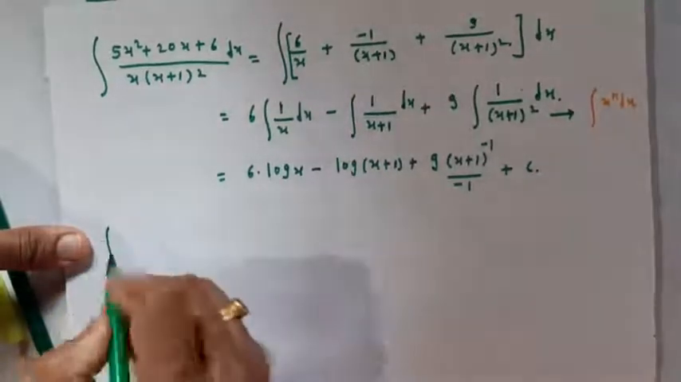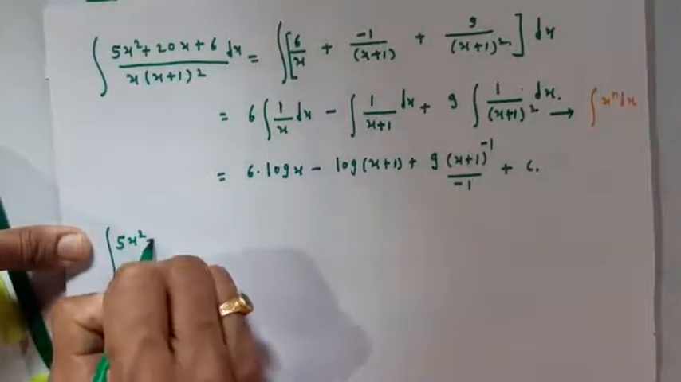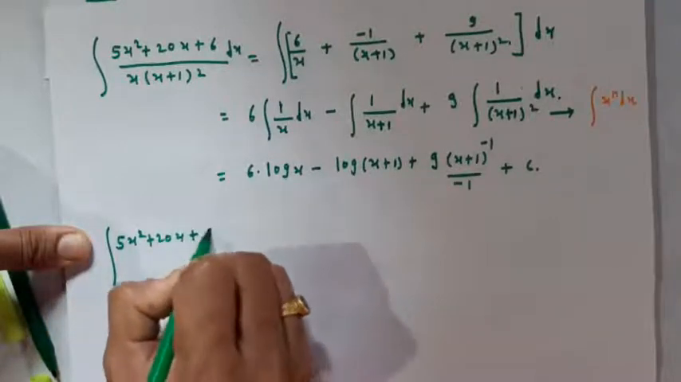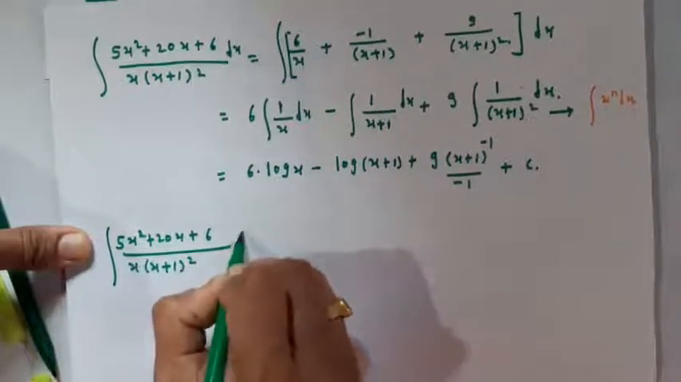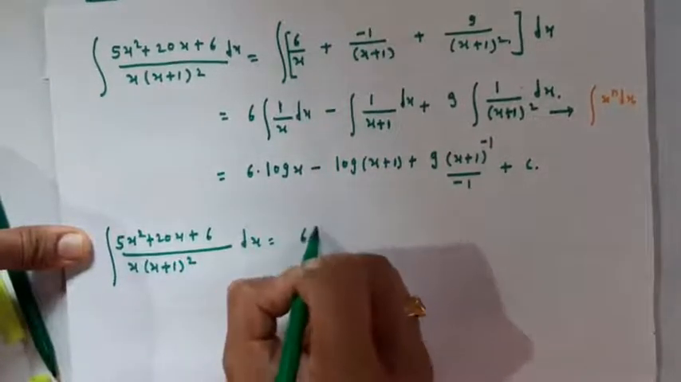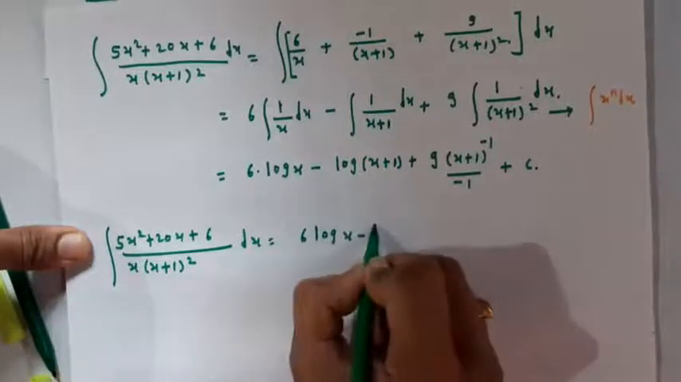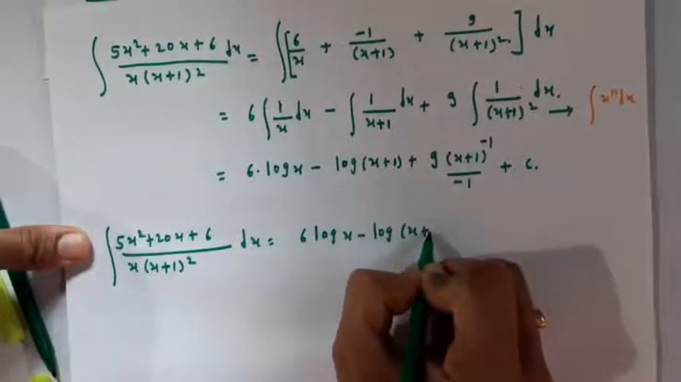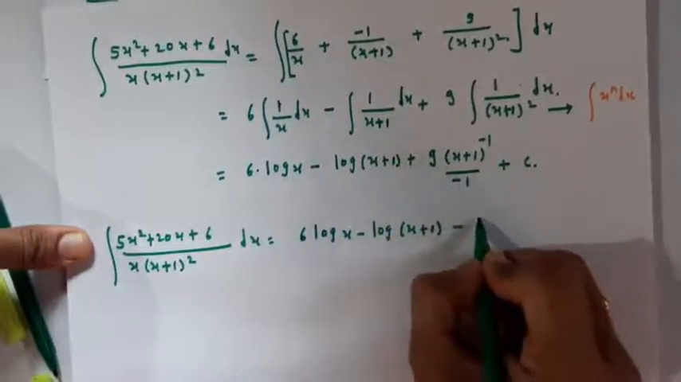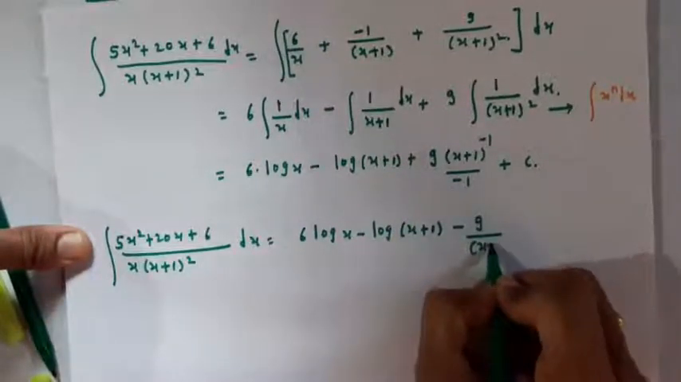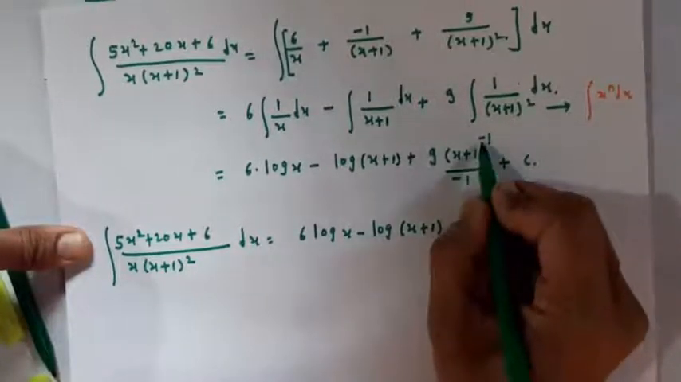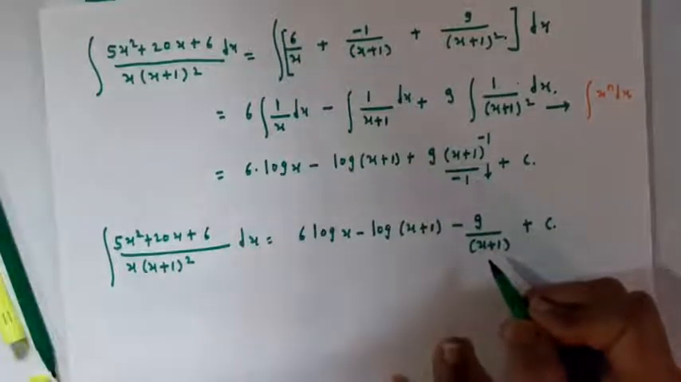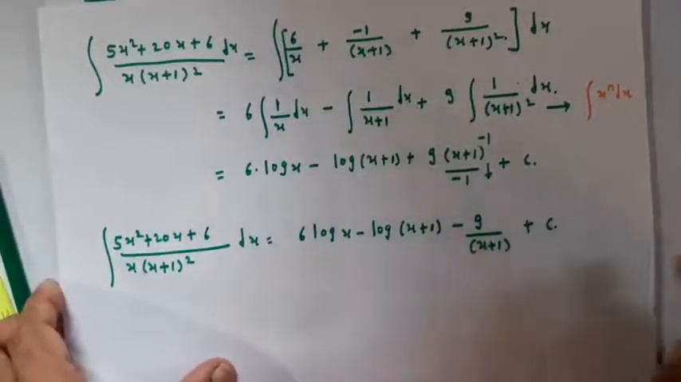and hence the integration of (5x² + 20x + 6) upon x(x + 1)² with respect to x is 6 log of x minus log of x + 1 minus 9 upon x + 1 plus constant of integration c. Shift this to the denominator, that will be upon x + 1, and hence this is the solution for the integration.